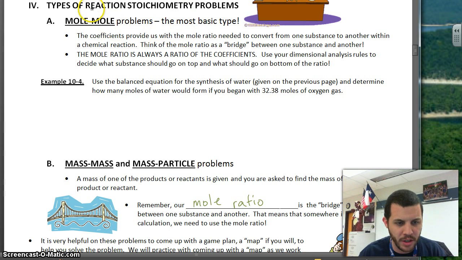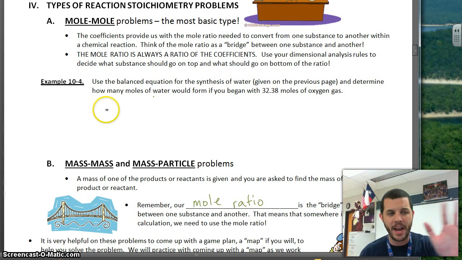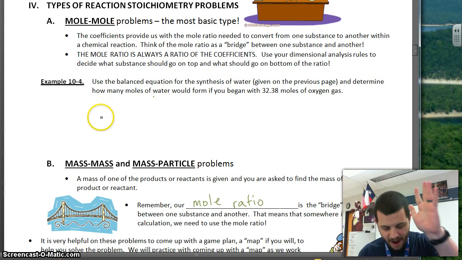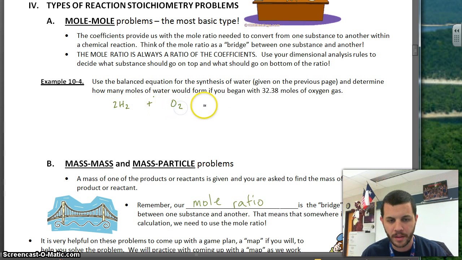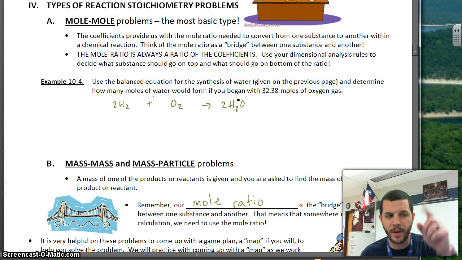Okay, it says use the balanced equation for the synthesis of water and determine how many moles of water would form if you began with 32.38 moles of oxygen gas. Okay, so the first thing we have to do every single time, we have to write our balanced reaction. Okay, so I'm going to write 2H2 plus O2 yields 2H2O. Okay, that's on the previous page if you need to take a look. Nonetheless, this is my balanced reaction.